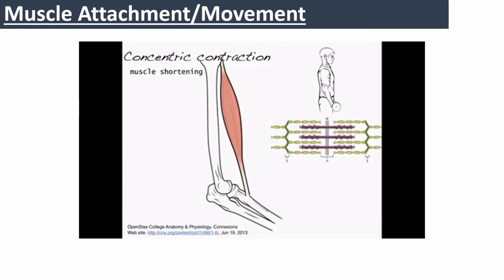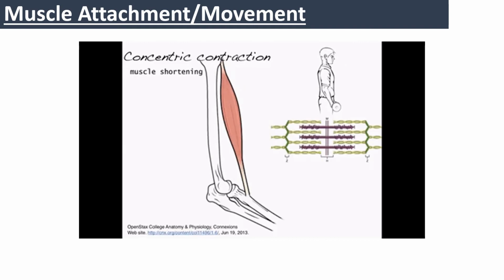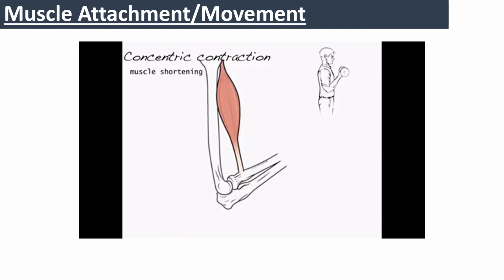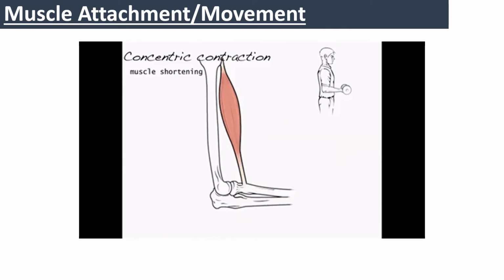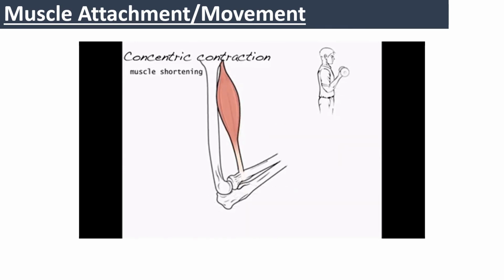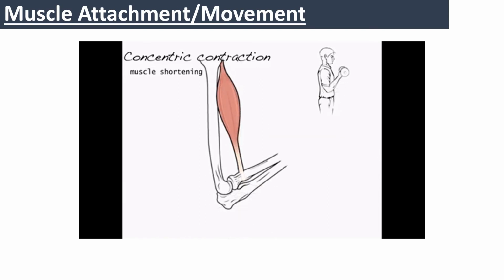Little GIF here just to re-explain what I just explained in the last slide. Sometimes it's useful to have these little animations in. So the muscle contracts, so it shortens, pulls the bone up, and that is helping the fella in the top right to perform that bicep curl.